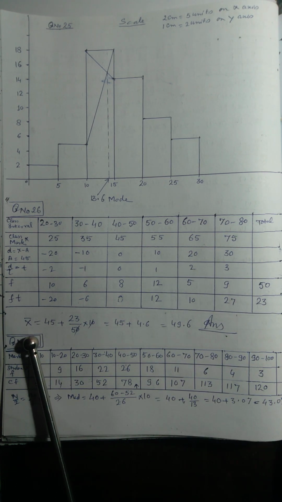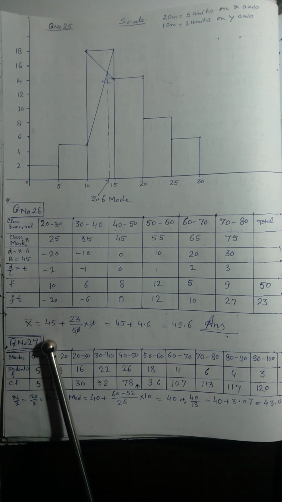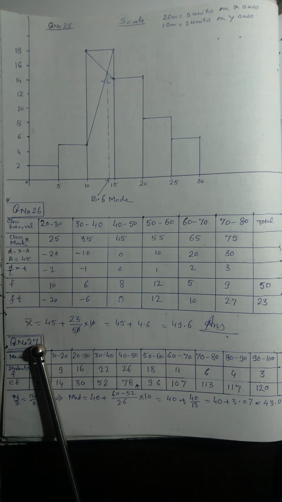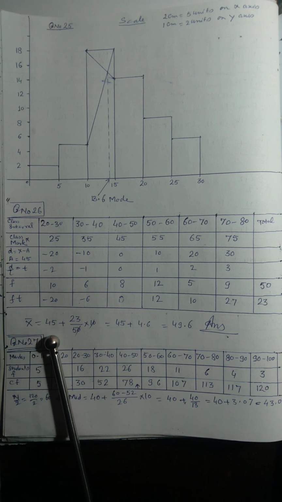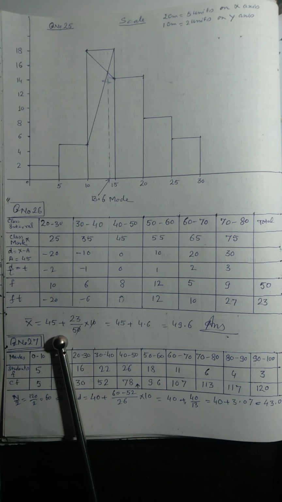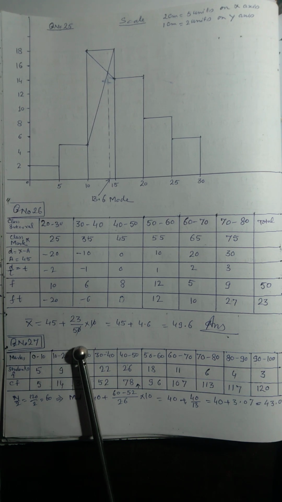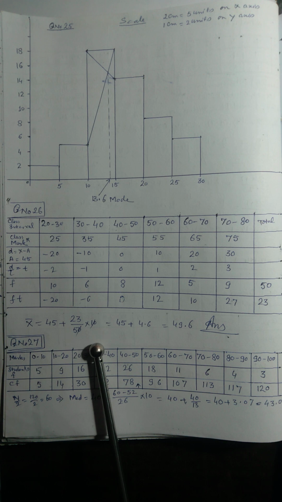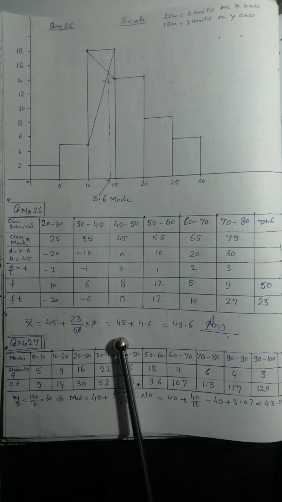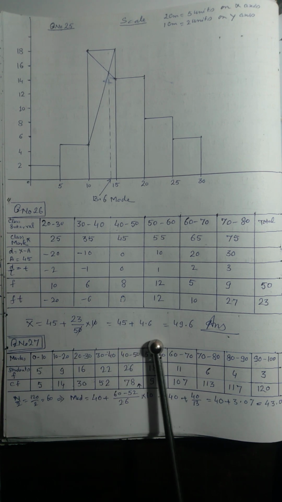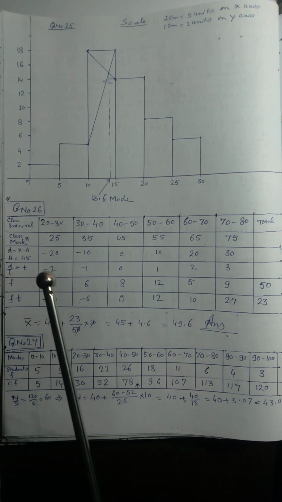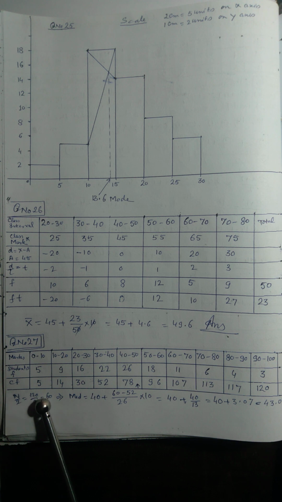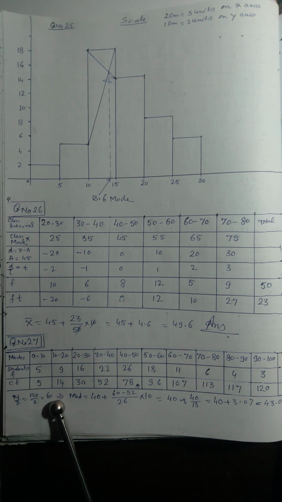So this is the step deviation. So now the mean, that is x bar, that is equal to assumed mean, that is 45 plus, this is the correction work. So 45 plus 23 by 50 into 10. It will be equal to 45 plus 4.6. Again, it will be equal to 49.6. And this will be the answer of question number 26. Now come to the question number 27.